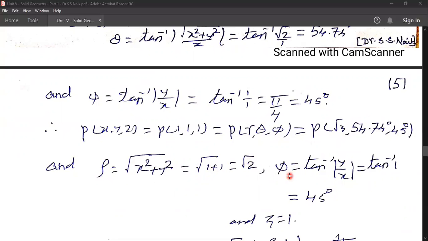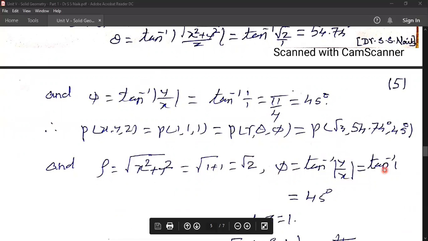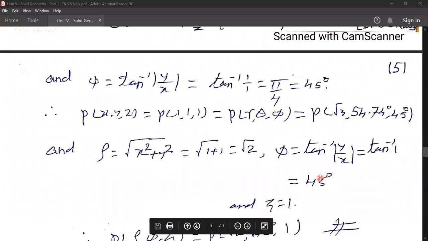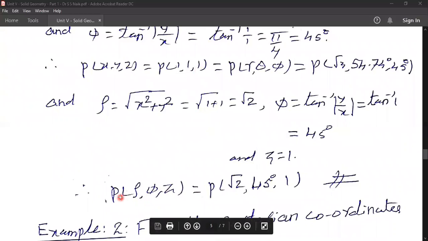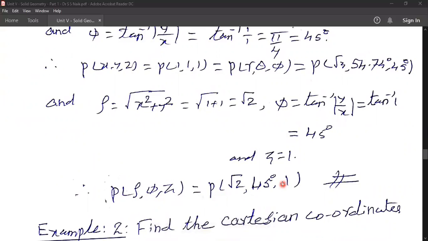Then phi is equal to, as in the last case, tan inverse of y upon x, which is tan inverse of 1, equal to 45 degrees. And z is equal to 1. This z, z equal to 1, is already known to you. Therefore, the point P(rho, phi, z) is equal to P(root 2, 45 degrees, 1). So these are the cylindrical coordinates of the Cartesian coordinates (1, 1, 1). Now that is example 1.